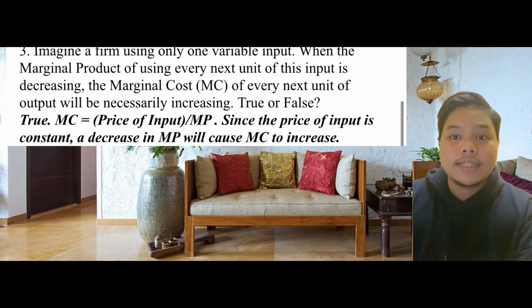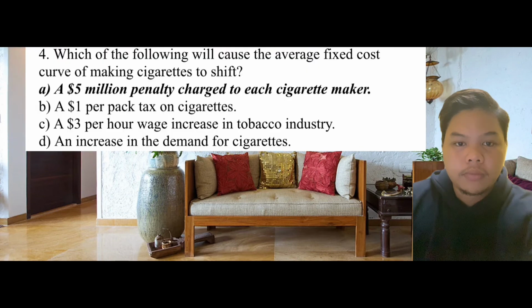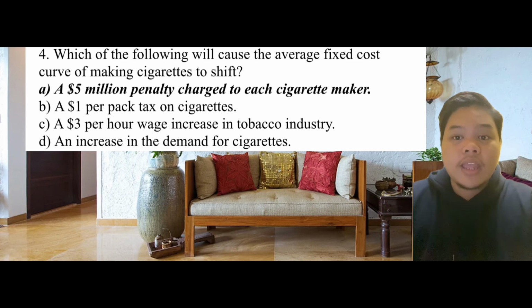The answer is true. MC equals price of input over MP. Since the price of input is constant, a decrease in MP will cause MC to increase. The answer is A. A 5 million penalty charged to each cigarette maker.